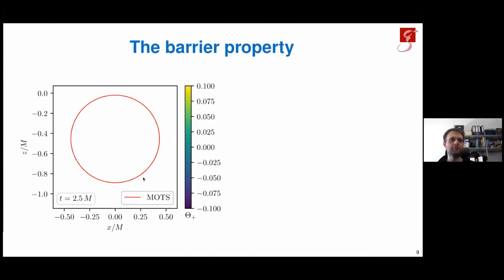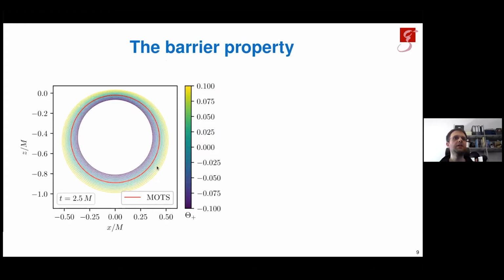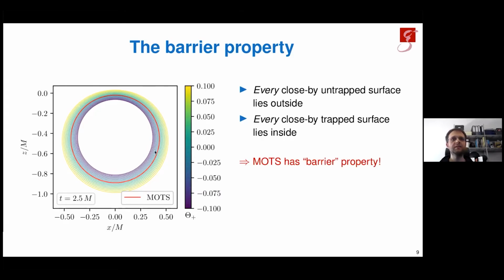This is one of the individual MOTSes, the larger horizon we've already seen. And let's draw a few trapped and untrapped surfaces in its vicinity. The color coding shows which surfaces are trapped. The darker ones are trapped surfaces and the lighter ones are untrapped surfaces. You see the expansion here on this color scale. And what is clearly visible is that in this picture here, the untrapped surfaces seem to be outside and the trapped surfaces on the inside.